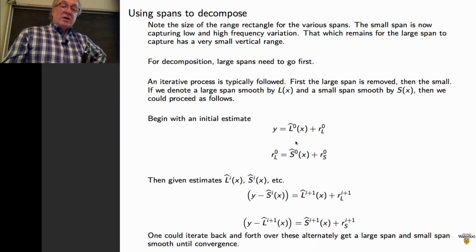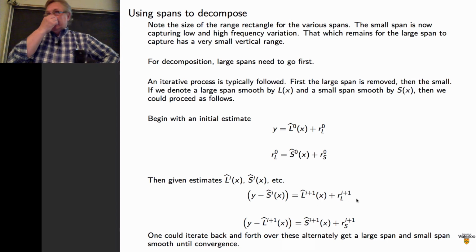So I'm going to fit a long span, then a short span, then I'm going to take that short span out, fit a long span, get a new long span, take the long span out, get a short span, take that short span out, get a new long span. I'm going to iterate back and forth on this pair of equations. Okay? Until these things settle down.